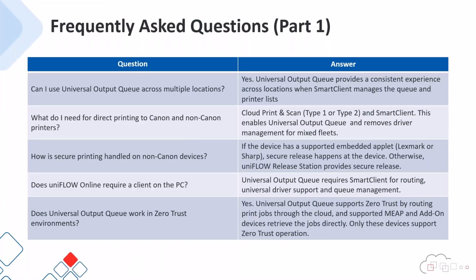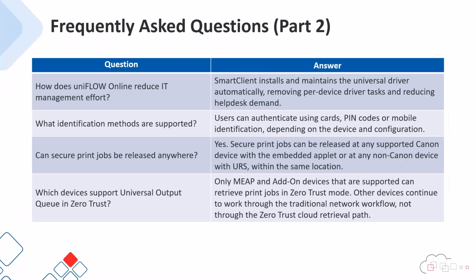I'm not going to go through all of the questions and what the answers could possibly be, but just to give you a quick summary, Universal Output Queue works across locations when Smart Client manages the queue and printer lists. Direct printing is enabled through Cloud Print and Scan with the Smart Client, and secure printing depends on whether the device has an embedded applet or requires a release station. Universal Output Queue also works in zero trust environments, but only on supported MEEP and add-on devices that can retrieve jobs via the cloud. There are a few more questions on the next slide, which I'll share with you.